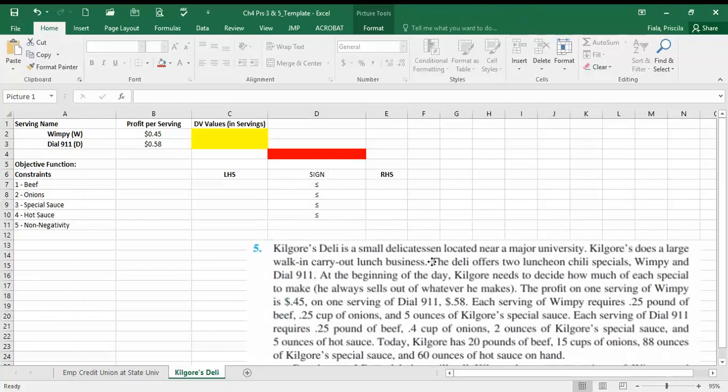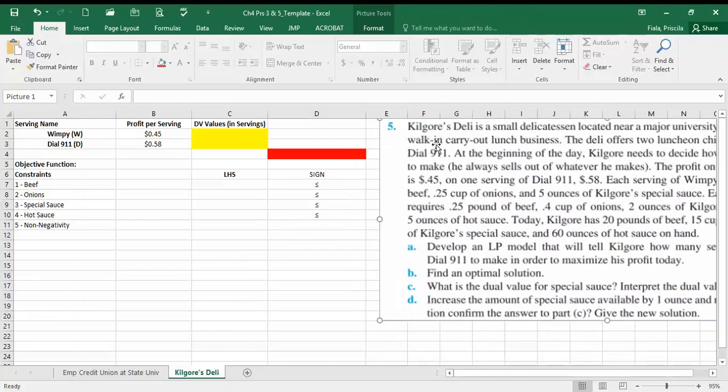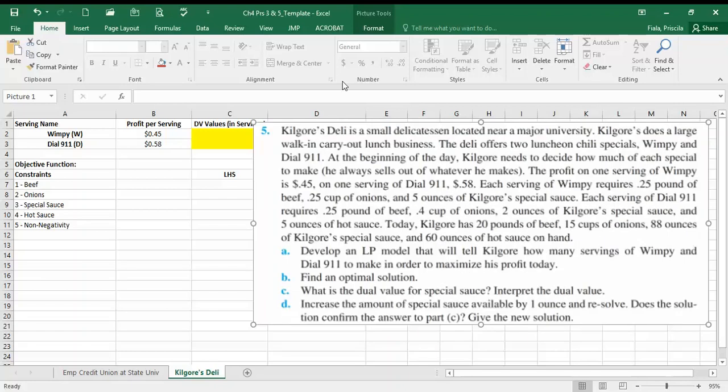Okay, so let's go ahead and start with chapter 5 or problem 5. Kilgore's Deli is a small deli located near a major university. Kilgore's does a large walk-in carry-out lunch business. The deli offers two lunch chili specials. Okay, so one is the Wimpy and the other one is the Dial 911.